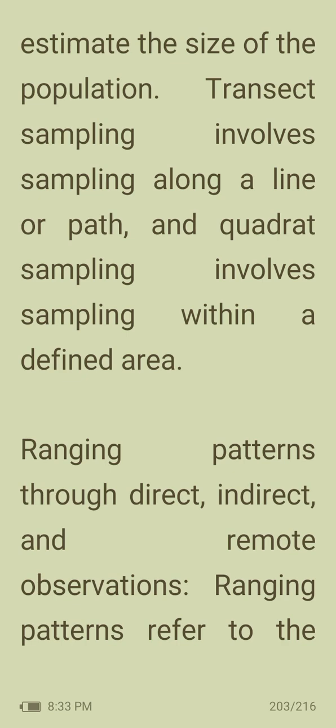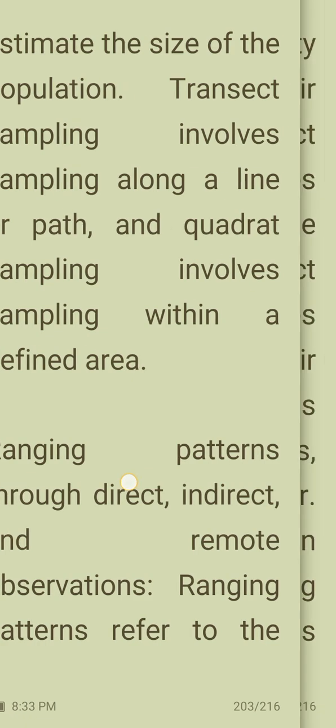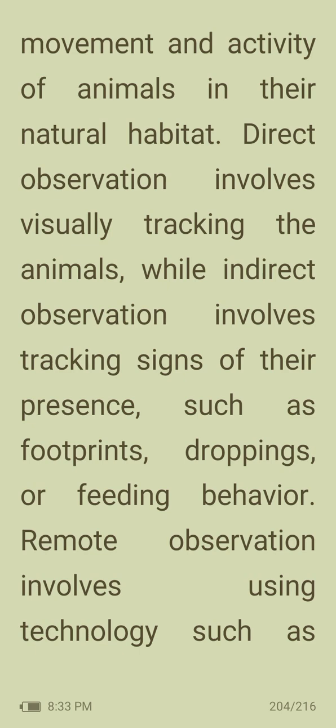Transect sampling involves sampling along a line or path, and quadrant sampling involves sampling within a defined area. Ranging patterns through direct, indirect, and remote observations. Ranging patterns refer to the movement and activity of animals in their natural habitat.